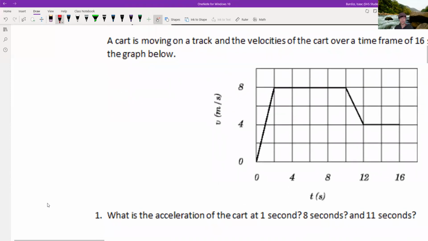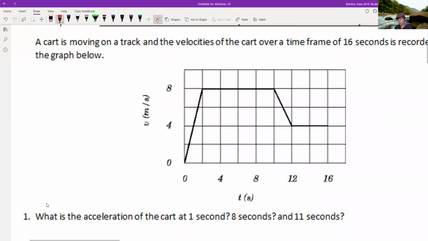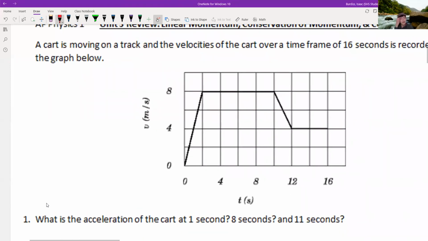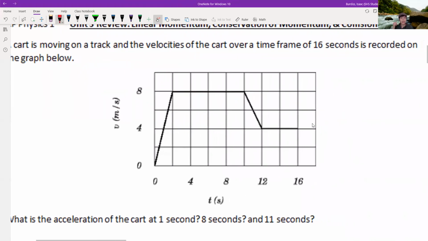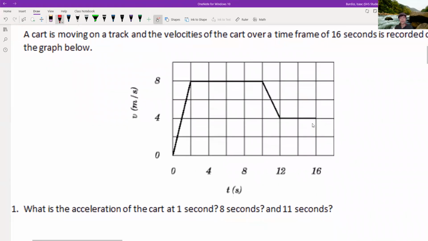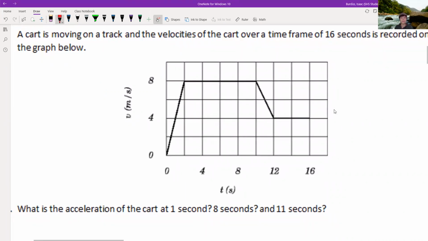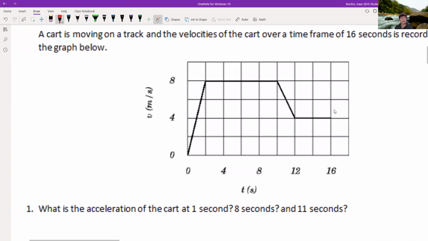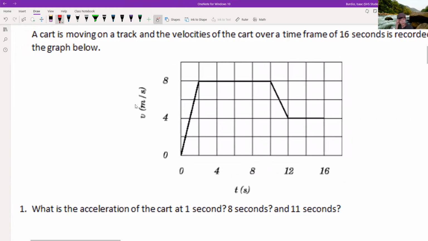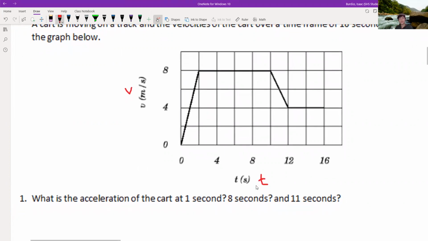All right. Let's see. A cart is moving on a track, and the velocities of the cart over time, in a time frame of 16 seconds, is recorded on the graph below. So let's just take note of what we have here. We have v, we have t. What is the acceleration at 1 second, 8 seconds, 11 seconds?